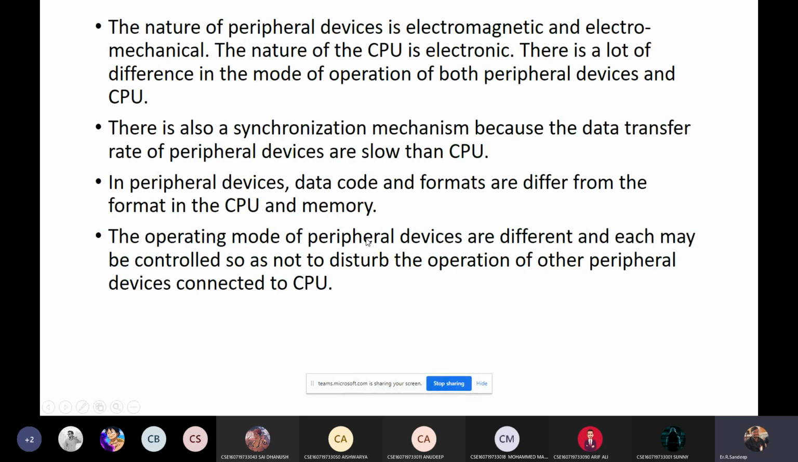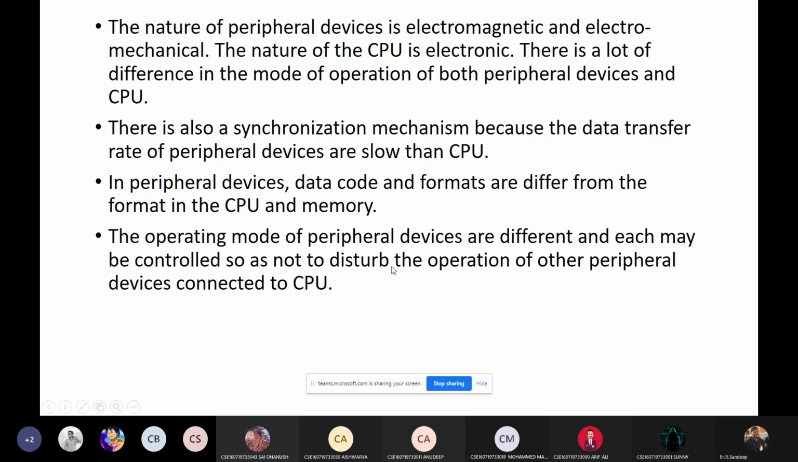About the nature of peripheral devices, you know already, no need of discussing much about this. The nature of the CPU is electronic. There is a lot of difference in the mode of operation of the peripheral and the CPU. There is also a synchronization issue because the data transfer rate of a peripheral device is slow compared to the CPU. In the peripheral device, data codes and formats differ from the format of the CPU. Peripheral has byte format and CPU has word format. If you are talking about the peripheral, it is asynchronous, and if you are talking about the CPU, it takes synchronous data.